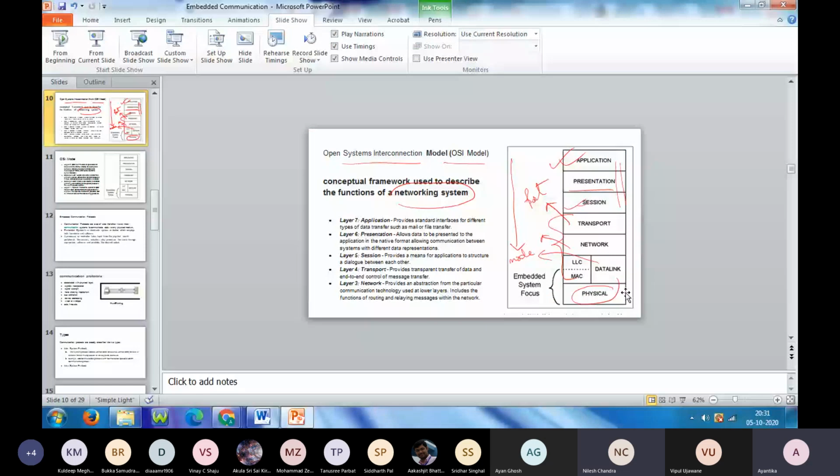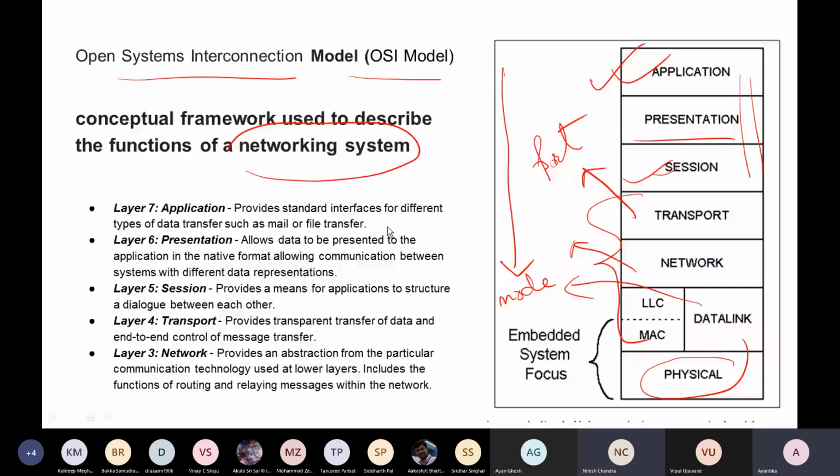Any other question? Yes. Later you will tell how the system will be implemented. Yes, I will tell. I will take protocols one by one. We will discuss CAN in detail, and yes, some other protocols also. Okay. Next. So this is a basic idea of the OSI model.